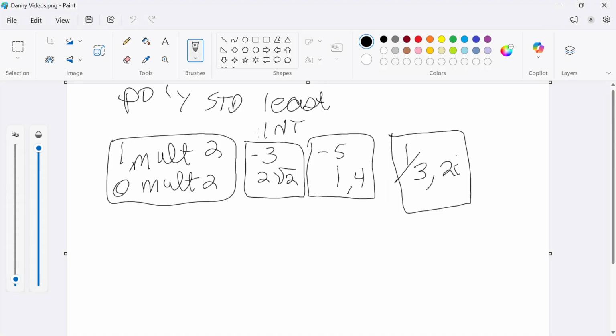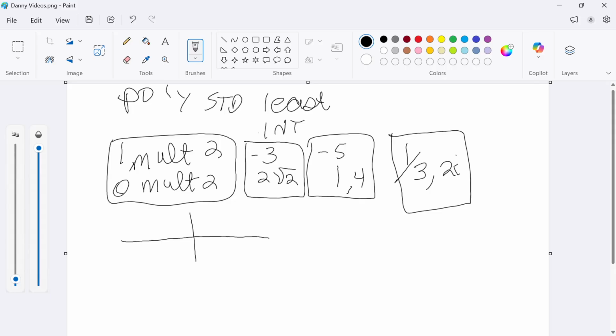This is Algebra 2. It asks, from these given zeros, write a polynomial in standard form of the least degree with integral coefficients. Integral coefficients mean every coefficient is an integer. So I'm going to do this one first. It says 1 multiplicity of 2, 0 multiplicity of 2. When there's a multiplicity of 2, it means that 0 happens twice.